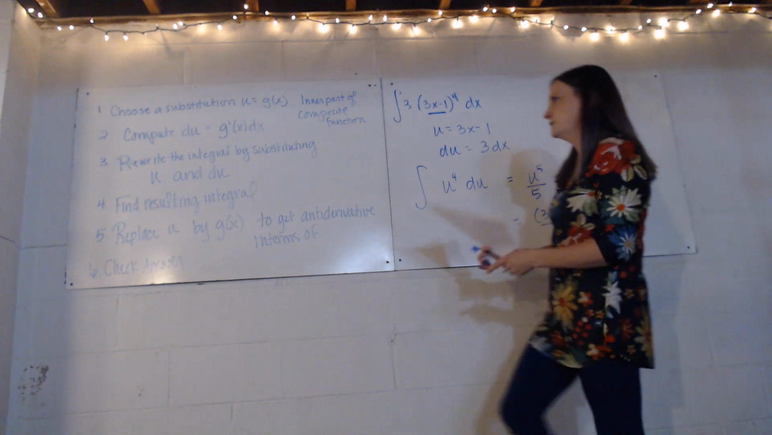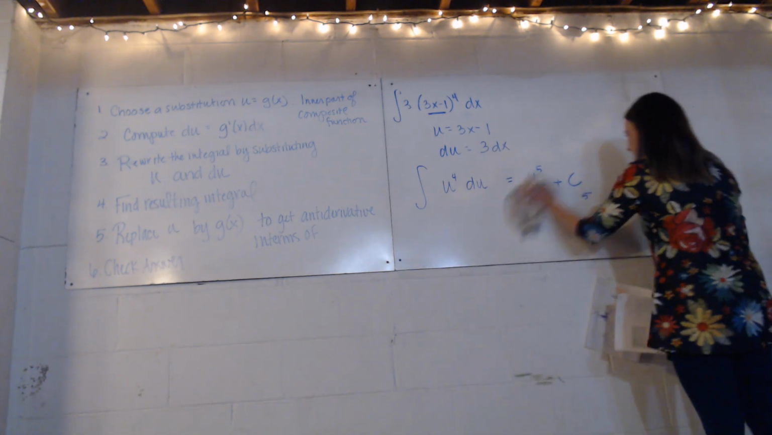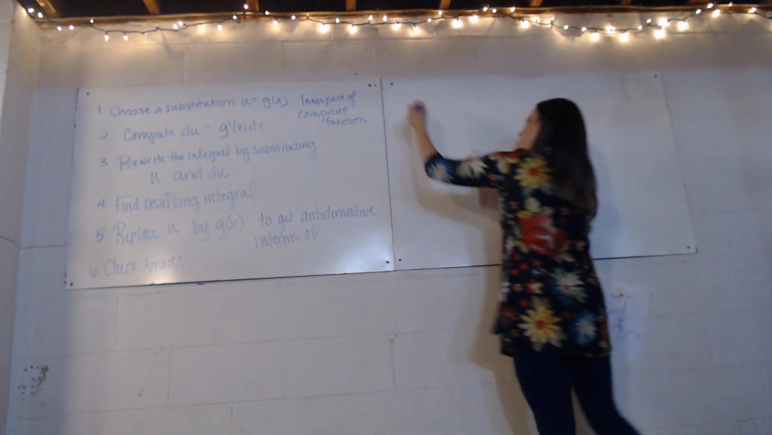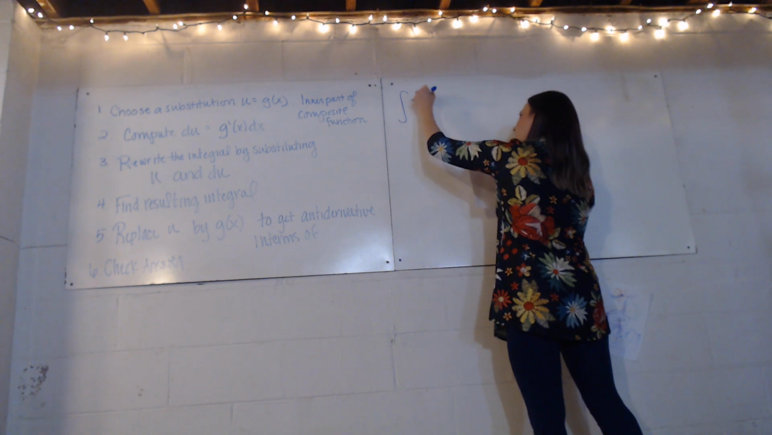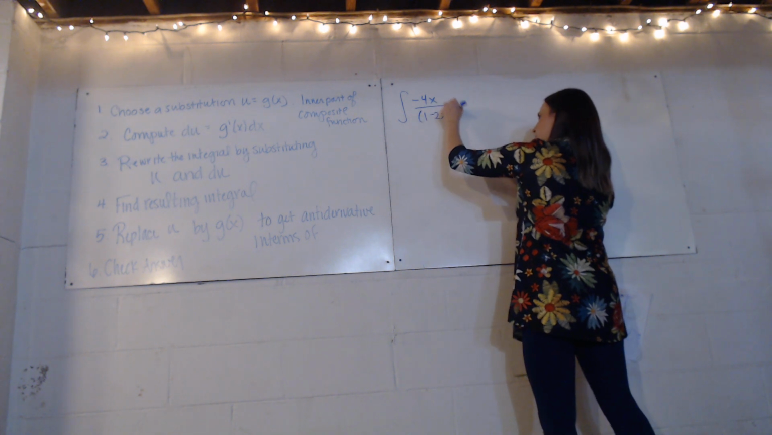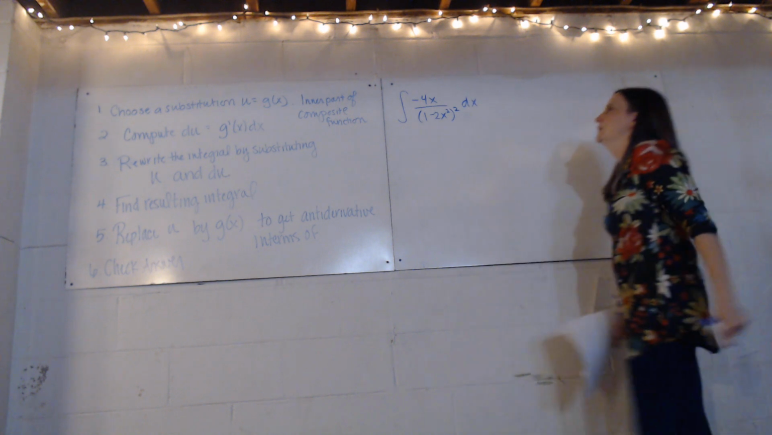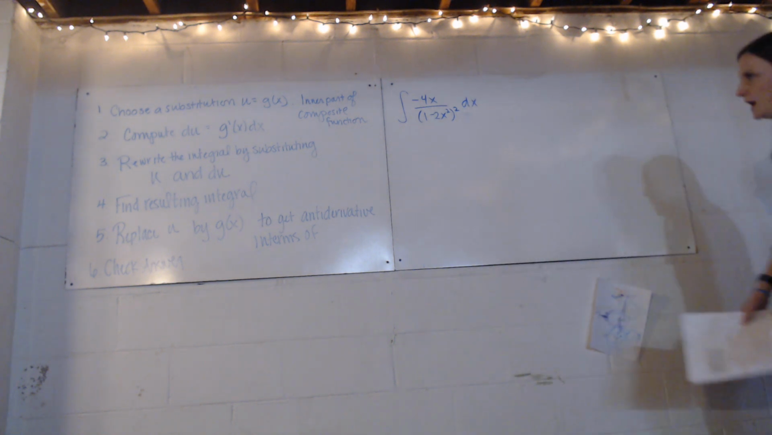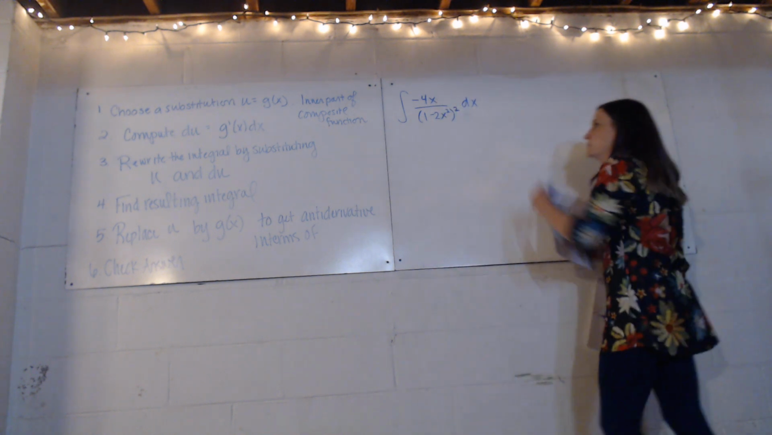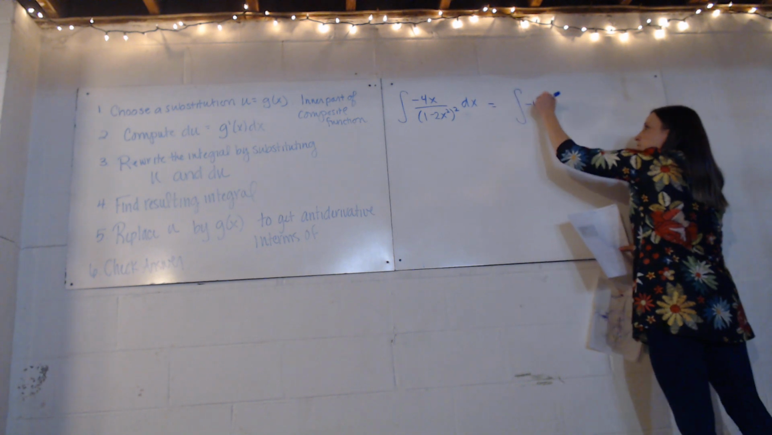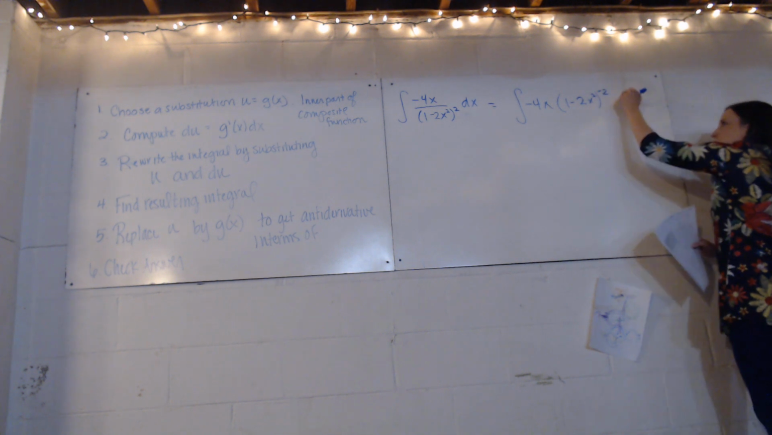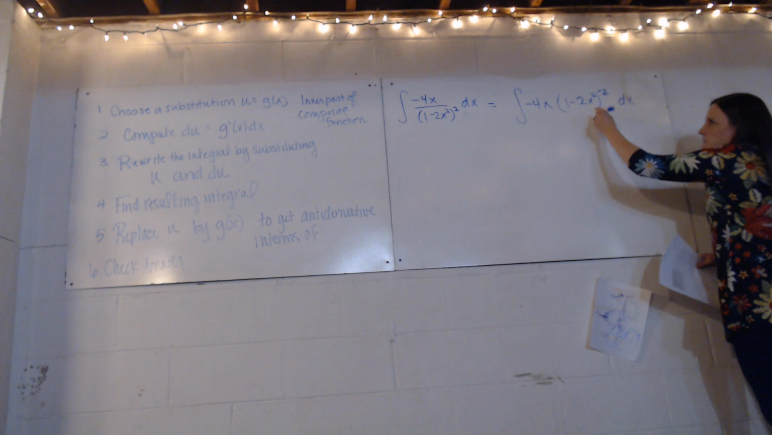And the final one has what looks like a quotient. So I wanted to show you how I would do it. Here's my last one: negative 4x divided by 1 minus 2x squared with respect to x. Before I jump into that, I would lose the quotient notation. So I would rewrite it as negative 4x times 1 minus 2x squared to the negative 2 power with respect to x. That's my personal opinion.